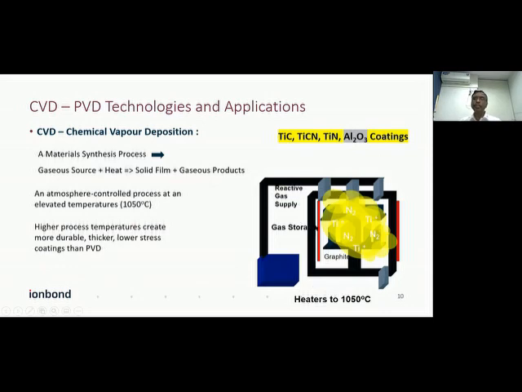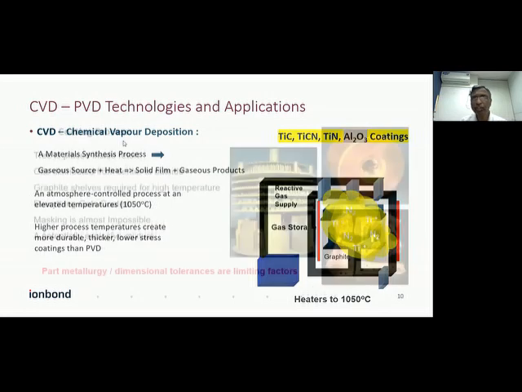But here the limitation is that this process is carried out at a very high temperature of 1050 degrees centigrade. Due to such a high temperature, there are a lot of limitations with respect to the base material. So we can use this process only for materials which can withstand this temperature, or there is an alternate way: we can process at this temperature and then do the heat treatment after coating, which again leads to different kinds of problems.